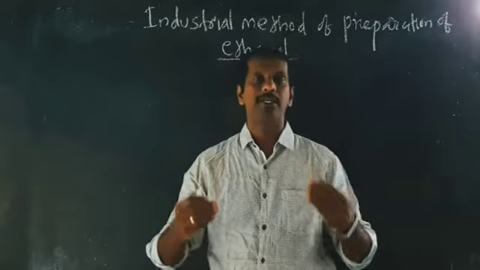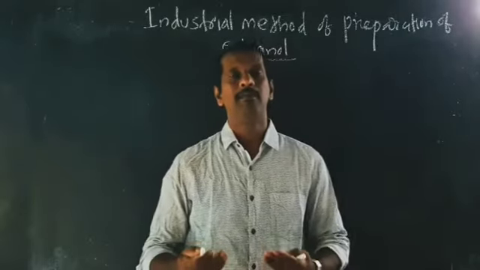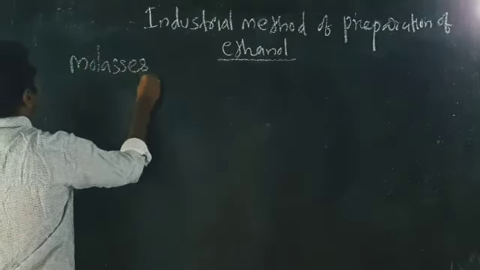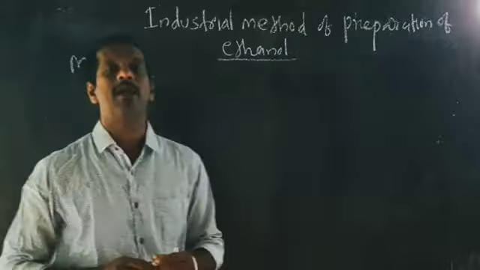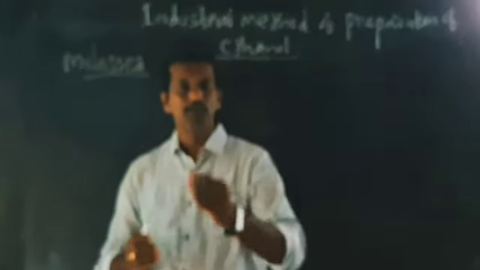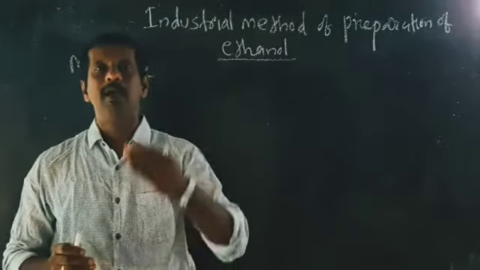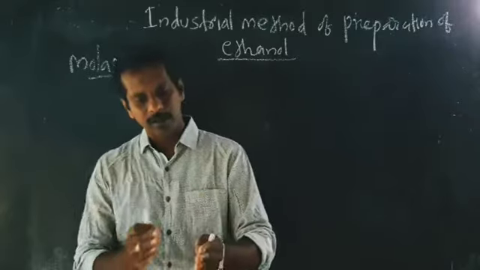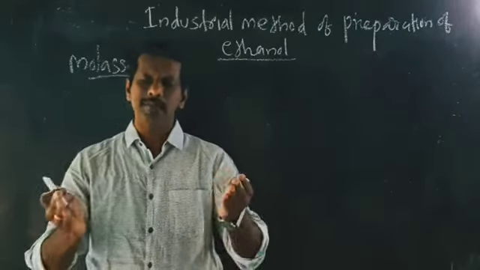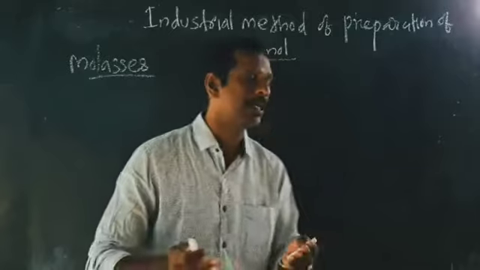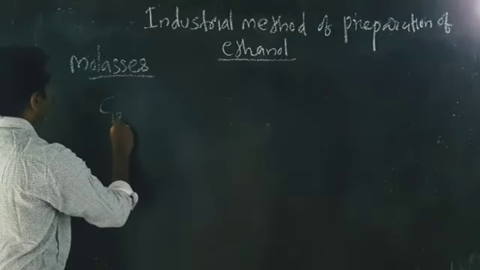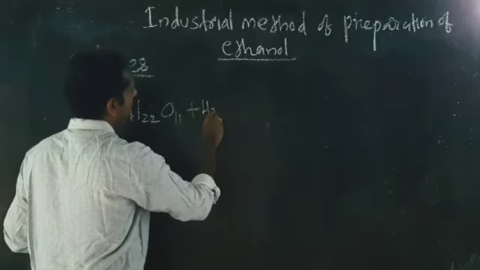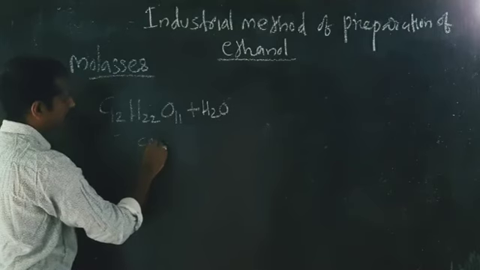Ethanol is manufactured from molasses. So what is molasses? Molasses is the mother liquor left after the removal of sugar from cane sugar solution. That means basically molasses is a cane sugar solution, C12H22O11 plus H2O. This is molasses, or cane sugar solution.